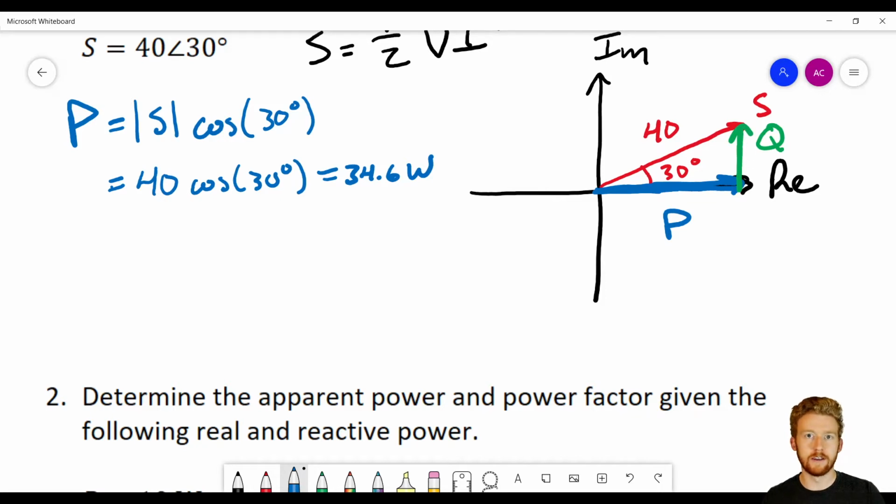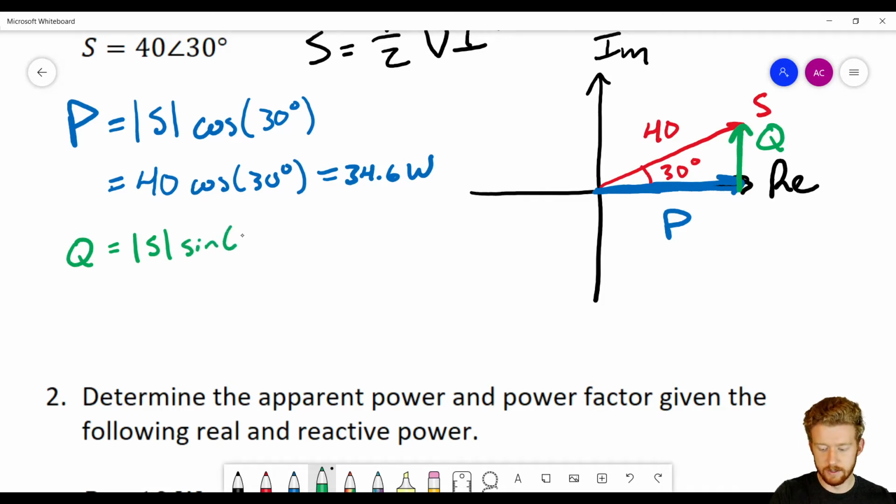But if you need a good explanation of it, go watch that previous video where I talk about what these units are in more detail. Okay? So now let's do the same thing for reactive power. Reactive power is Q. It's going to be that same magnitude of S, except this time it's times sine of 30 degrees. If we plug this in, this is 40 times sine 30, and that's just going to give us 20.